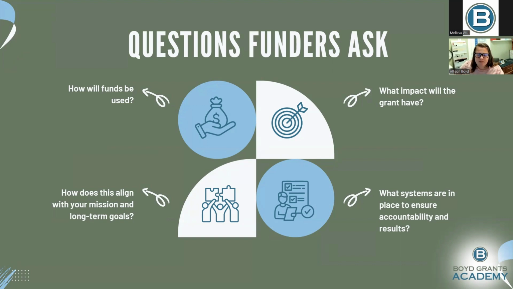The next question, how does this align with your mission and long-term goals? In a program grant, you're going to show the specific program or project and how it directly aligns with your organization's mission. You're going to highlight the alignment between the goals of the proposed program and the overall strategic vision of your organization. You're going to do this by including any data or evidence showing that the proposed initiative addresses a pressing need in the community or field.